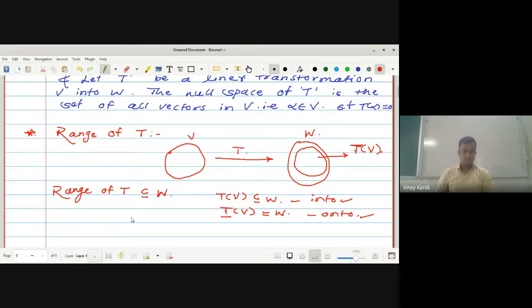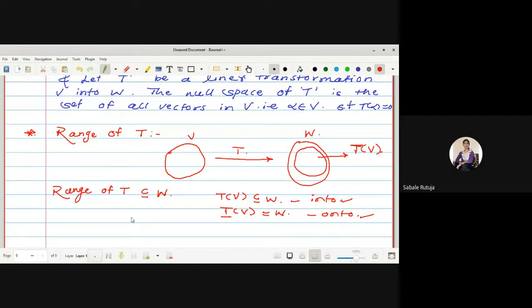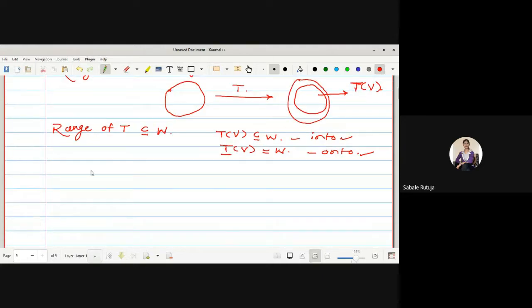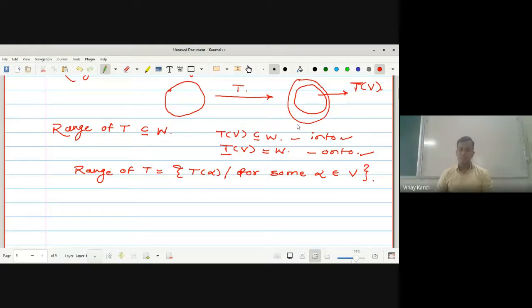Okay, any doubt? No, sir. Right answer. Range of T is equal to T of alpha for some alpha belonging to capital V. Is it correct? Yes, sir. Okay, म्हणजे रेंज ऑफ टी मध्ये तुमचा एलिमेंट कोणत्या टाइपचे असतील? टी ऑफ अल्फा.